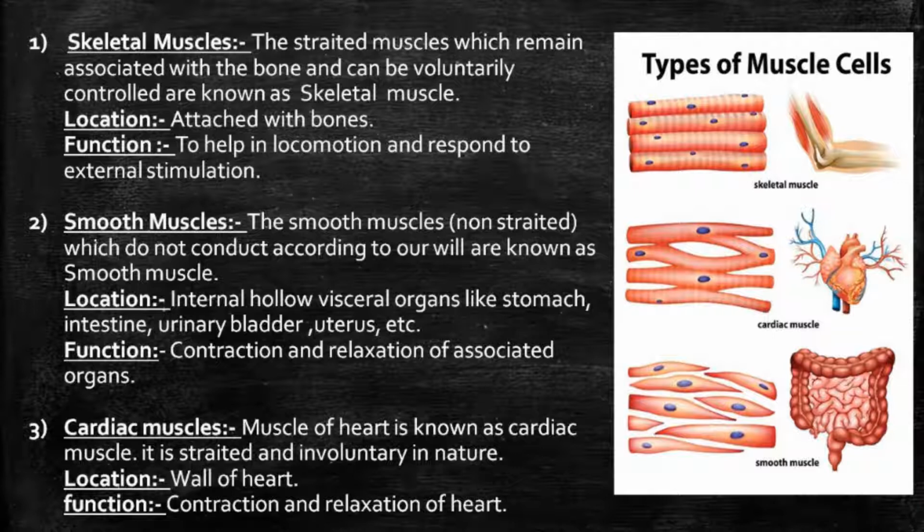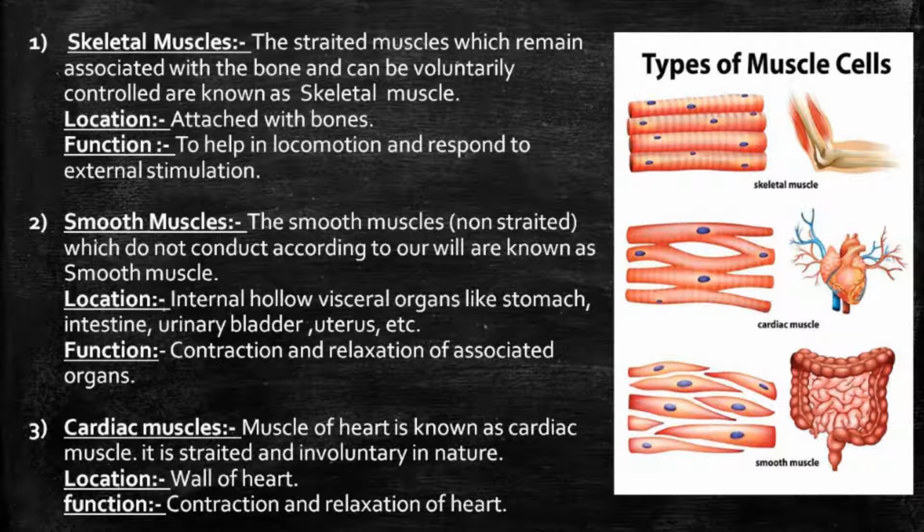Number 2 is the smooth muscle. The smooth muscles which do not work according to our will are known as smooth muscle. They are made up of spindle-shaped, slender tapering cells which are uninucleated. They are found in the walls of the intestine, helping in passage of food, in the walls of the urinary bladder, uterus, lining of blood vessels, etc. The function of smooth muscle is contraction and relaxation of the associated organs.